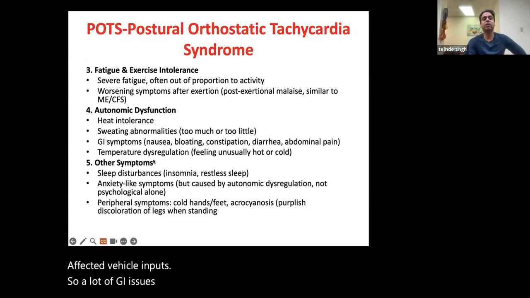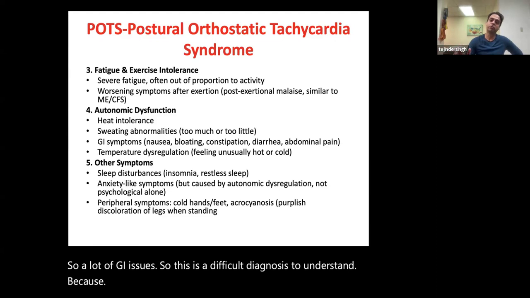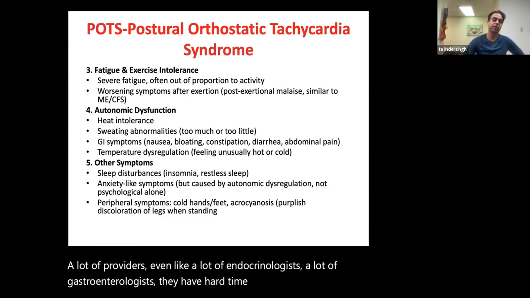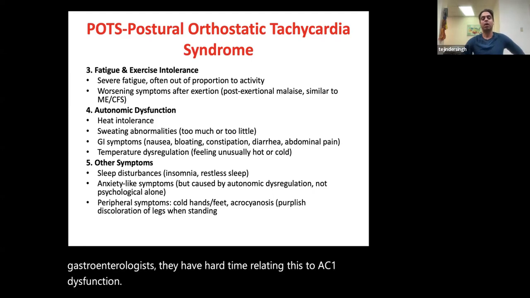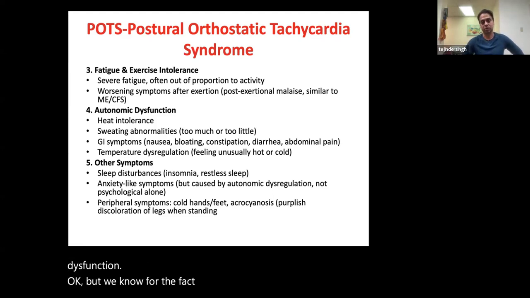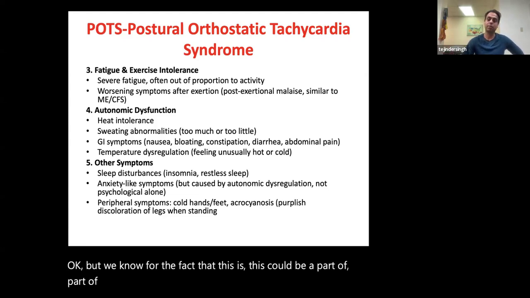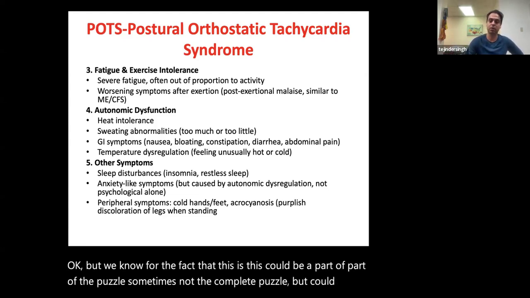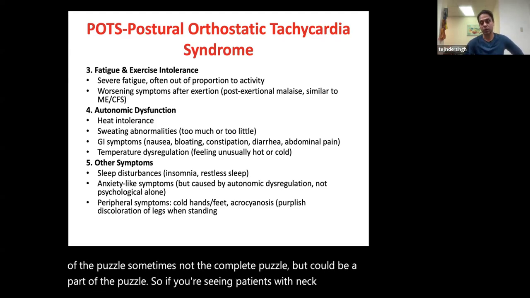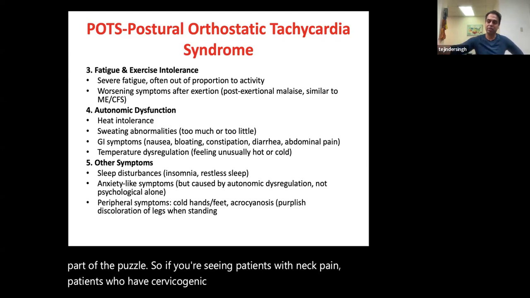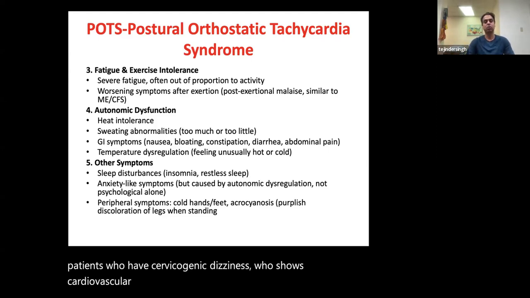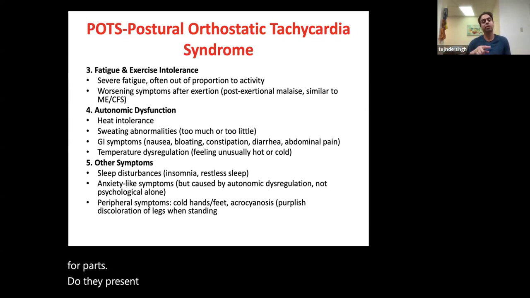So this is a difficult diagnosis to understand, because a lot of providers, even a lot of endocrinologists, a lot of gastroenterologists, have a hard time relating this to a C1 dysfunction. Okay. But we know for a fact that this could be a part of the puzzle. Sometimes not the complete puzzle, but could be a part of the puzzle. So if you're seeing patients with neck pain, patients who have cervicogenic dizziness, who show cardiovascular, GI, autonomic symptoms, make sure that you look for POTS. Do they present with a lot of dizziness related to standing?